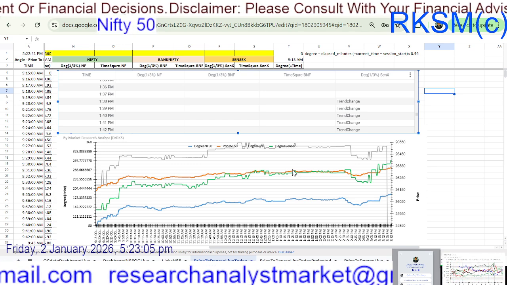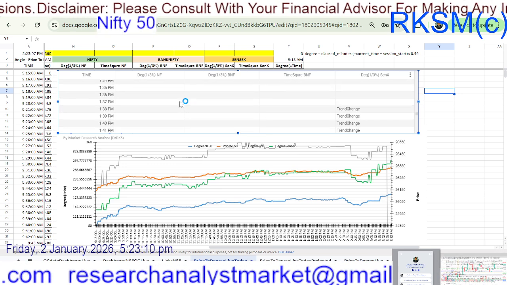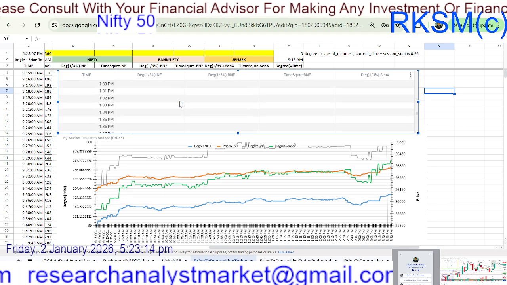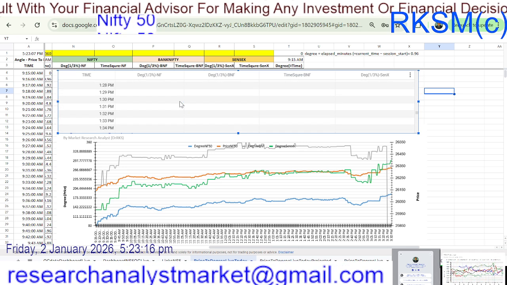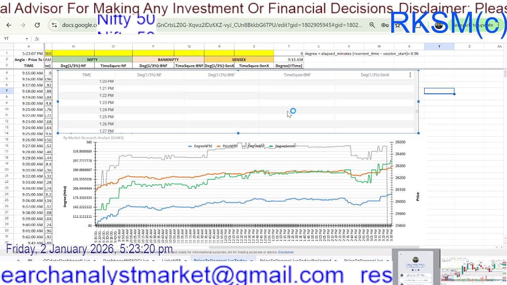The green color starts from around 1:30. You can see we found one point earlier also. Okay, wait a minute, I'll show. Yeah, around 1:30, somewhere here we got some point.